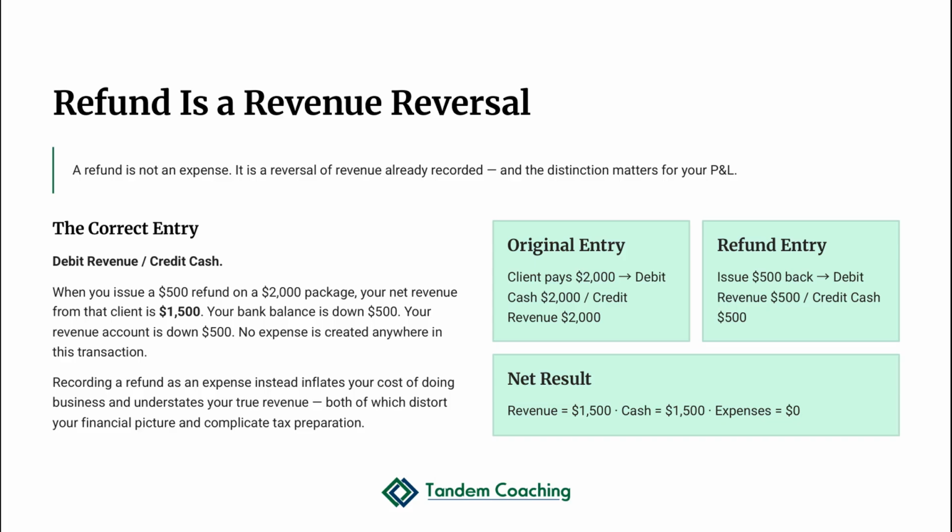A refund is the one that gets miscategorized most often, and the wrong entry shows up later as a 1099-K reconciliation problem. A refund is not an expense. It's a reversal of revenue you previously recorded. The entry is debit revenue, credit cash. $2,000 package, $500 refunded. The net revenue from that client is $1,500. Bank account down $500. Revenue down $500. No new expense created. If you book it as an expense, refund expense, customer accommodation, whatever line the bookkeeping software offers, your gross receipts on Schedule C will be too high, your expenses will be too high, and the gross won't reconcile to what the payment processor reports.